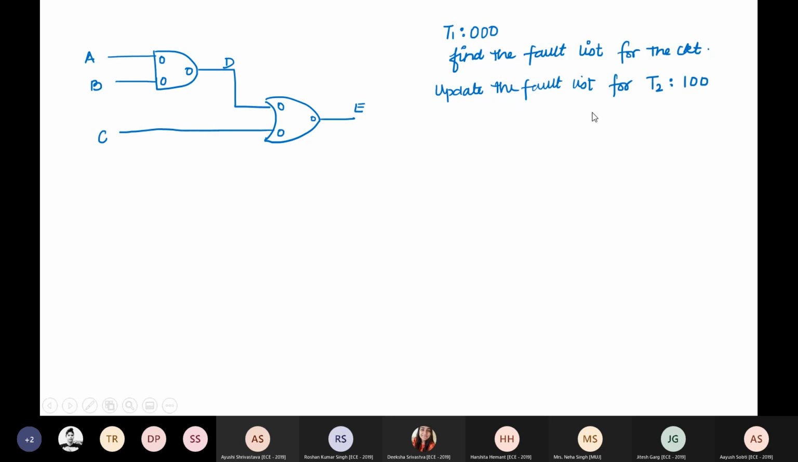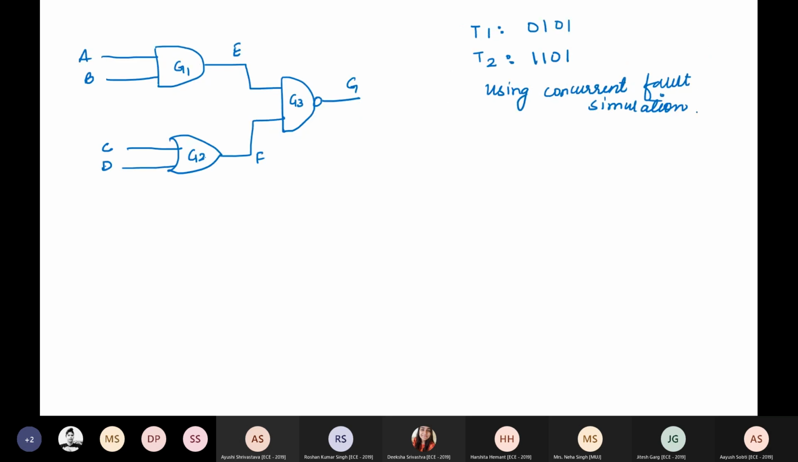So yesterday we were talking about the concurrent fault simulation and I gave you two problems. For the first problem, you were required to use the test vector T0 as 000 and update the fault list for the circuit. In the next pass, you had to choose T2 as 100 and update the fault list. Were you able to do any of the questions or was there an issue with the questions? Okay, so I think you were able to do the questions. Let's move forward.